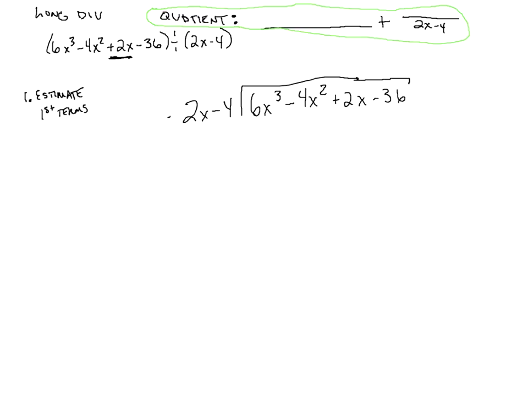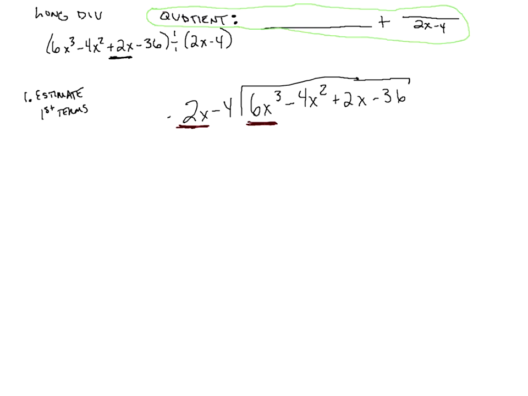So here's what I'm talking about with first terms. I'm going to focus on the 2x and the 6x cubed. So my question with estimation is, what can I multiply 2x by to make 6x cubed? Would it be 3x? It would actually be 3x squared because you need one more x in there. So you add. Exactly. When you're multiplying like bases, you add the exponents.